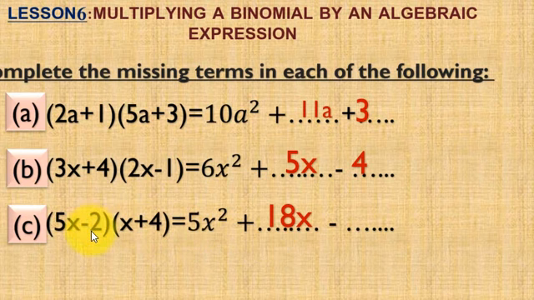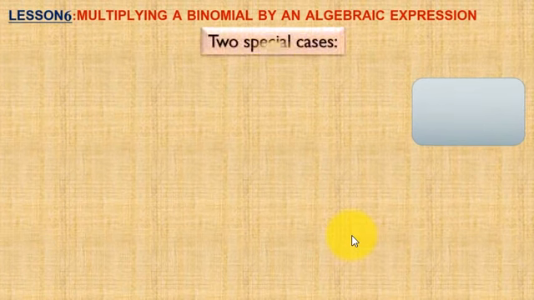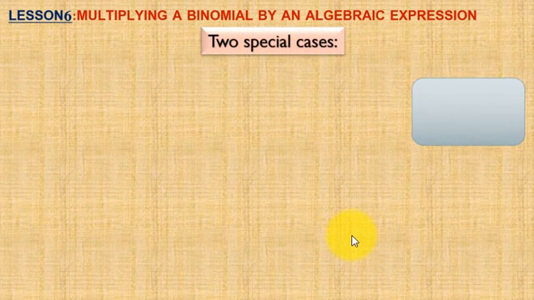After that, we multiply the second by the second to get the third term. Negative 2 times 4 equals negative 8. And pay attention to the signs rule. Now, my dears, we have two special cases.